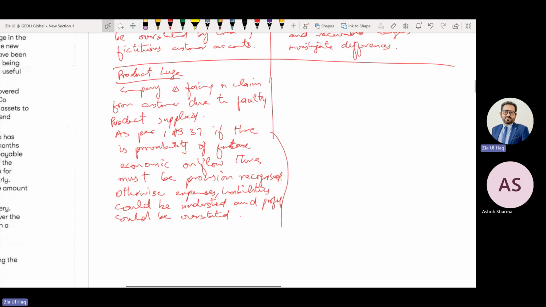How can we verify whether there is a possibility or a probability, and whether a provision is required or not? What is the best source from whom we can ask about the probability, meaning chances above 50% or below 50%? Lawyer. So consult the lawyer regarding the probability of claim outcomes.